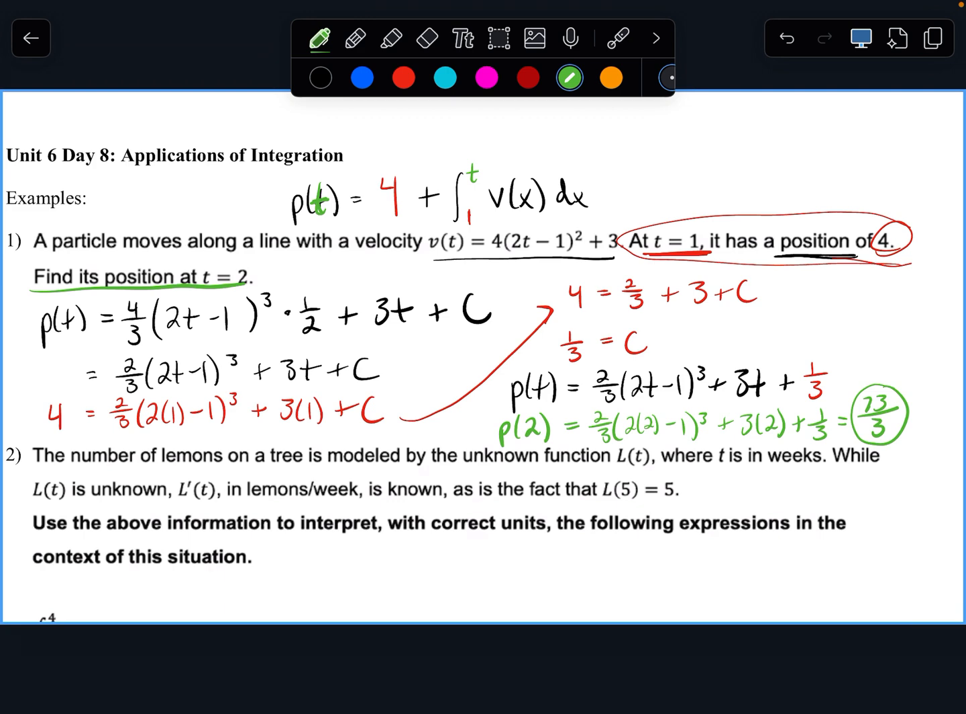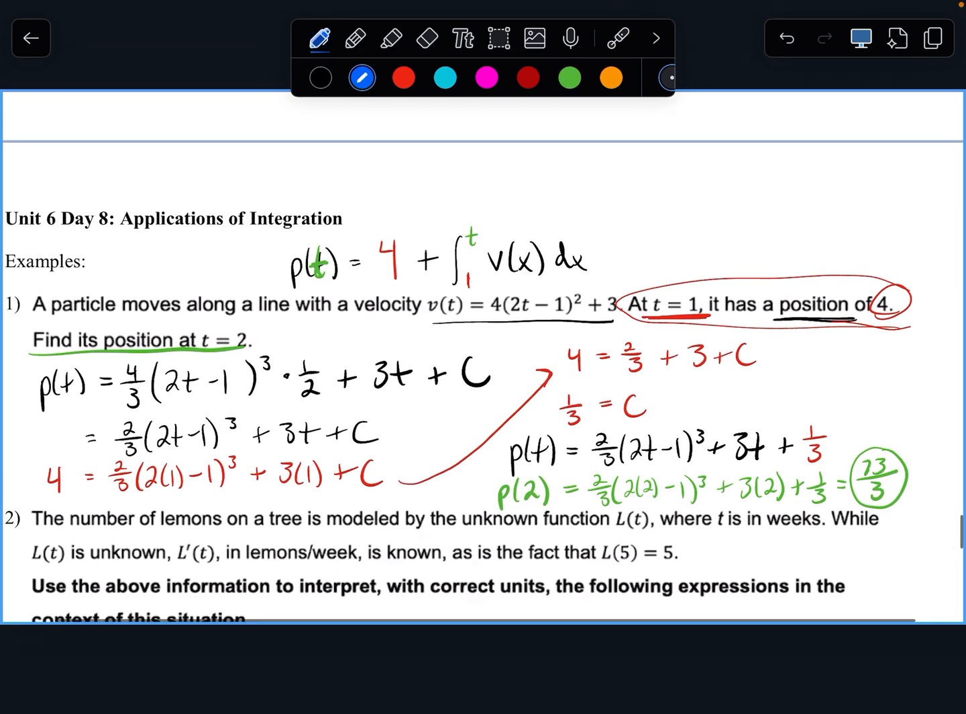Maybe as a side note, a lot of you guys got this right. If you wanted the total distance, you don't care where you started. You could have started at like 50 or -400. Think of a track. Who cares where you start? You just want to know how much you were running or the particle's moving, right?